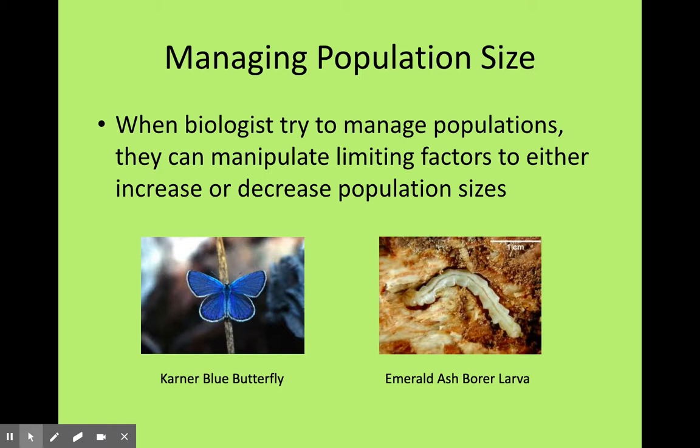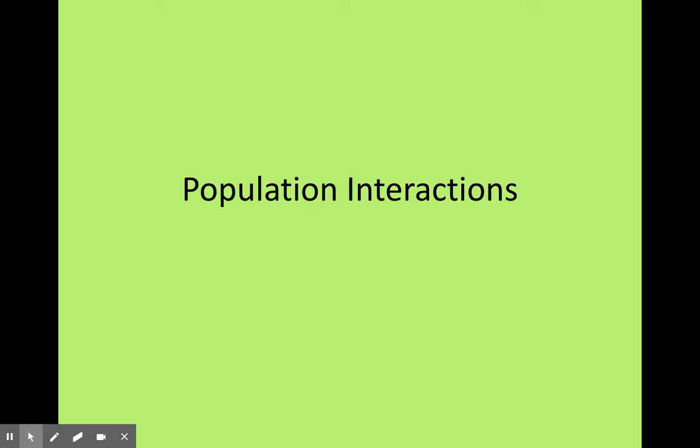So, biologists often try to manage populations, and we can do that by manipulating these limiting factors to either increase or decrease population sizes. So, we could add another species into a population that's density dependent, and we could cause a shift in how many of each species is in that population.